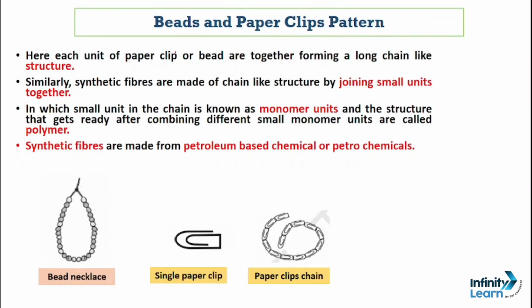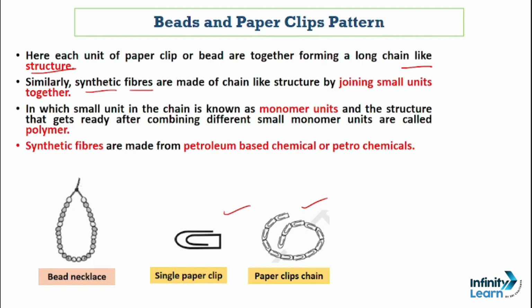Now let's talk about the beads and paper clip pattern. So what we got to understand from this experiment here. Here you can see a bead necklace. There are many small units that combine with each other to form a long chain-like structure. And here you can see a single paper clip, and in this diagram these single paper clips are forming a structure, or you can say a pattern. So by this diagram what we got to see here is actually the pattern of synthetic fiber, as small beads or single different paper clips are forming a long chain-like structure.